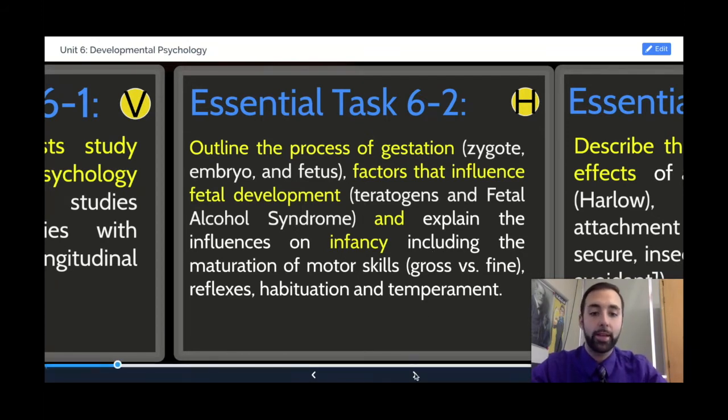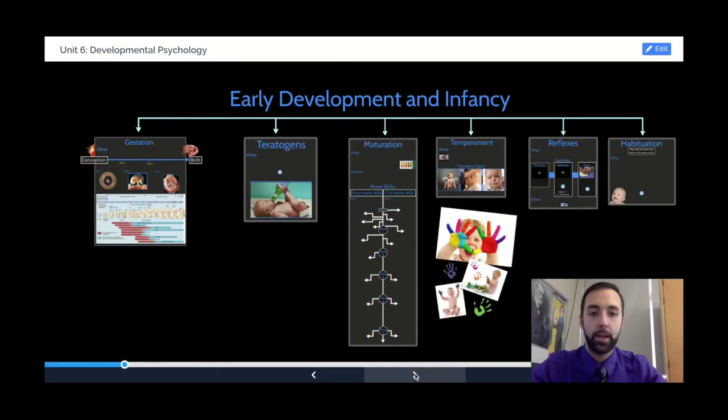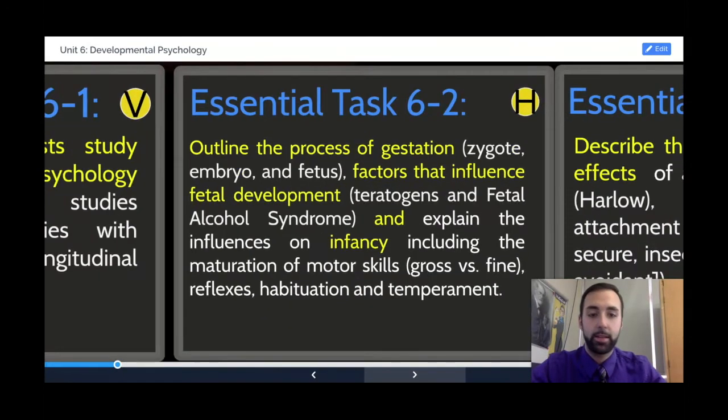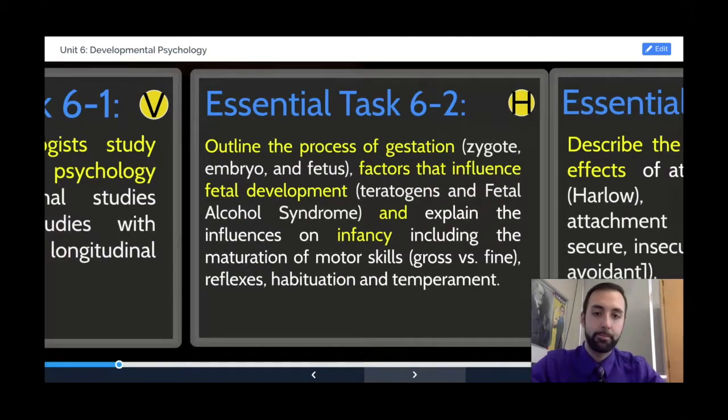And then we're going to talk about infancy, talking about the maturation of motor skills, reflexes, habituation, and then a concept known as temperament. I definitely think horizontal is the way to go with this concept map. It's 6 columns from left to right, something that I think would be very challenging to do vertically, though I will return back to the task text, allowing you to pause the video before proceeding into the concept map.